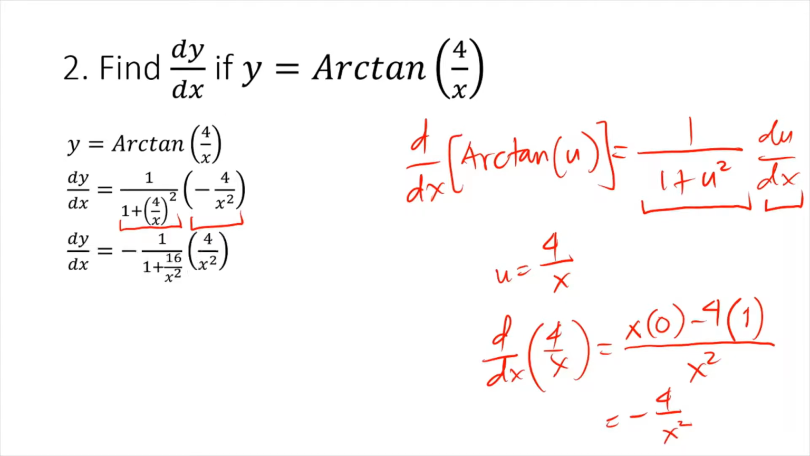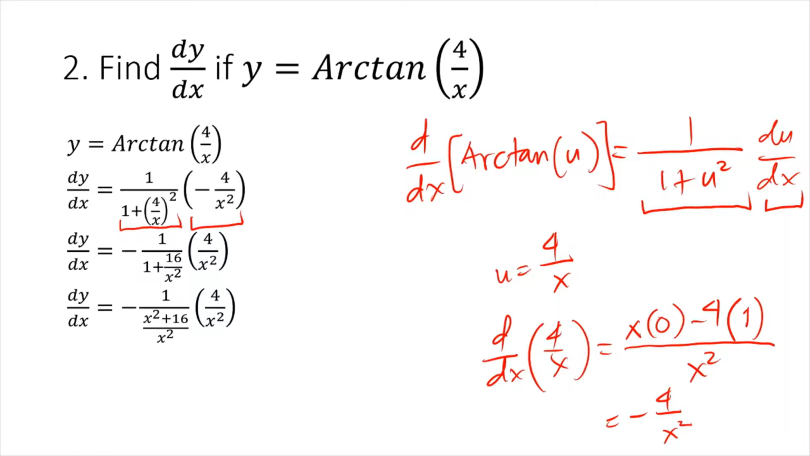And this is equivalent to negative 1 over 1 plus 4 over x raised to 2. We get 16 over x squared, right? Times 4 over x squared. And then apply the LCD in the denominator so that we can express the two terms into a single fraction. And so we get negative 1 over the quantity x squared plus 16 all over x squared.